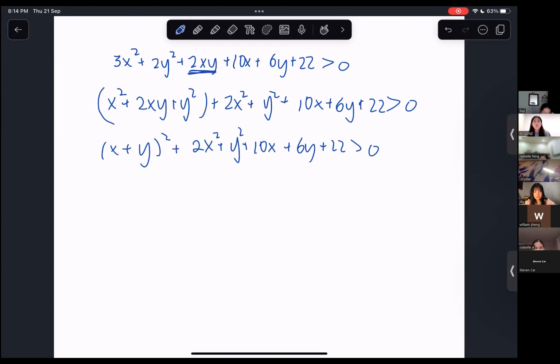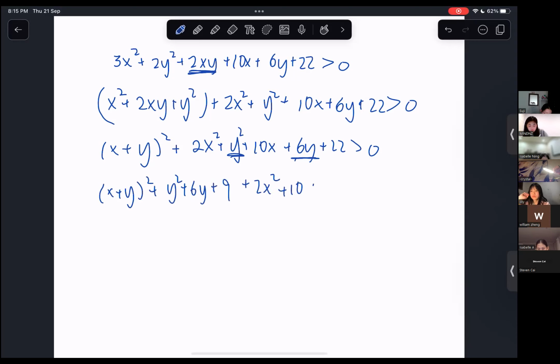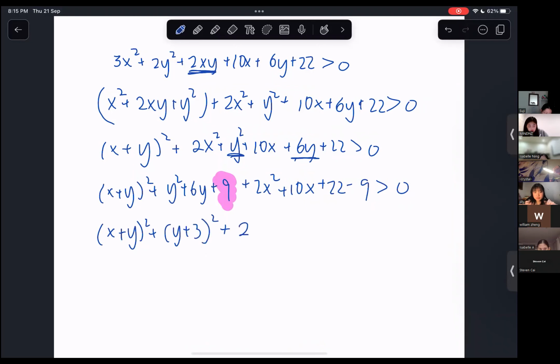So what I will do is the method where we make everything on our left-hand side into squares. We can do that by noticing that this sort of fits into a square, right? We can make that into a square with y, and what we can do is this. But notice that we did add a 9 here, so we have to take it away, right? So 22 minus 9. Then factorize that into a square, and we get something like this.